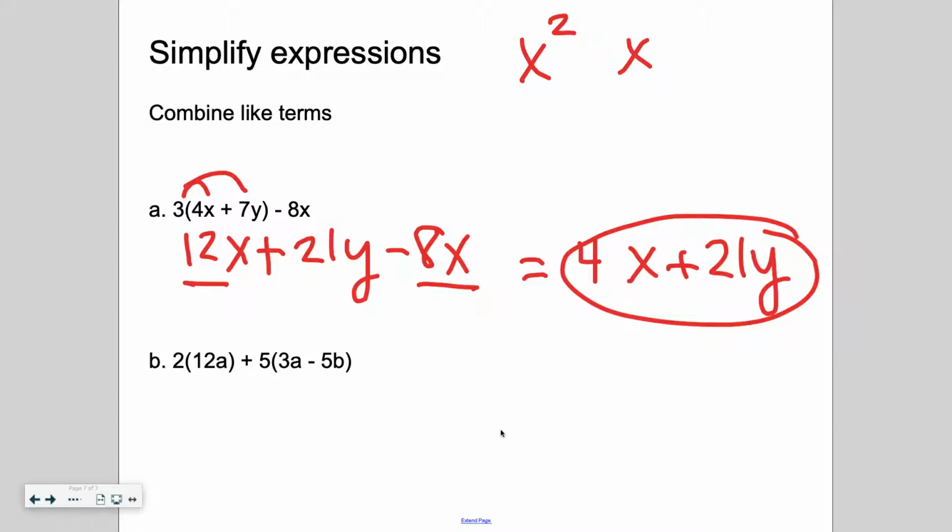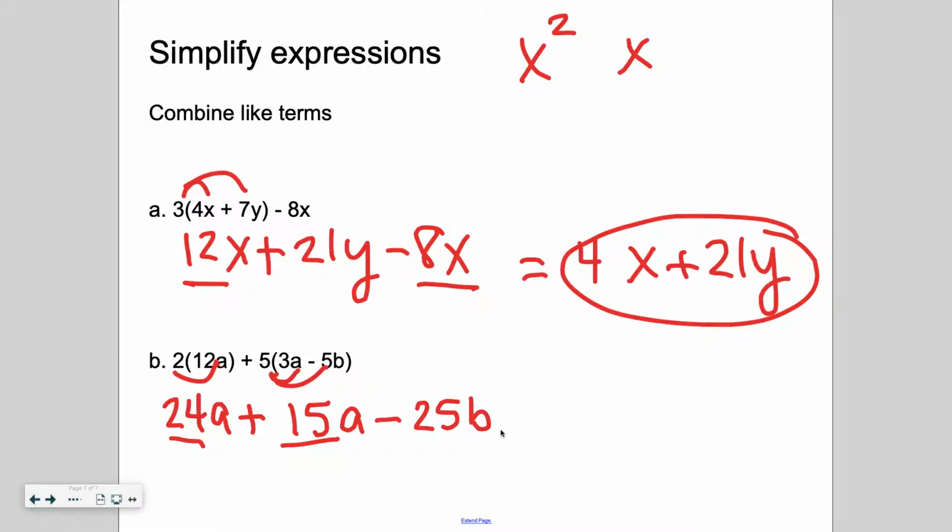You guys have slightly different answers. All right, 2 times 12a is. Oh, 24. Okay, hang on. Okay, what's 5 times 3? 15. And 5 times 5? 25. Okay, so we combine the 24a and the 15a, which gives me 39. 39a minus 25. Oh, wait. I think you just added them a little bit. No, I couldn't read it.